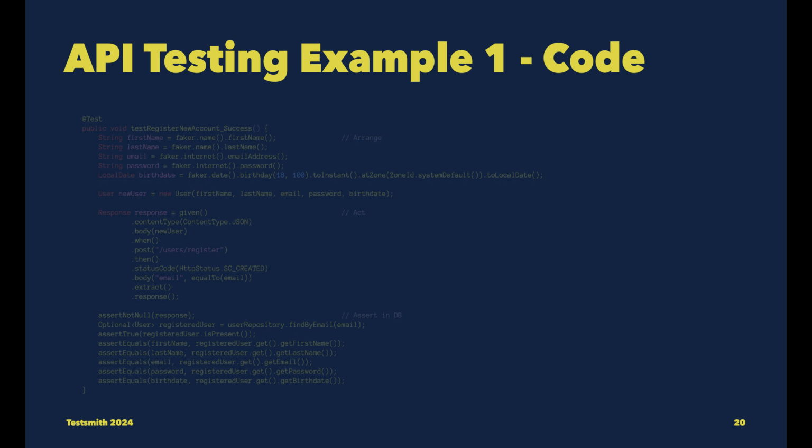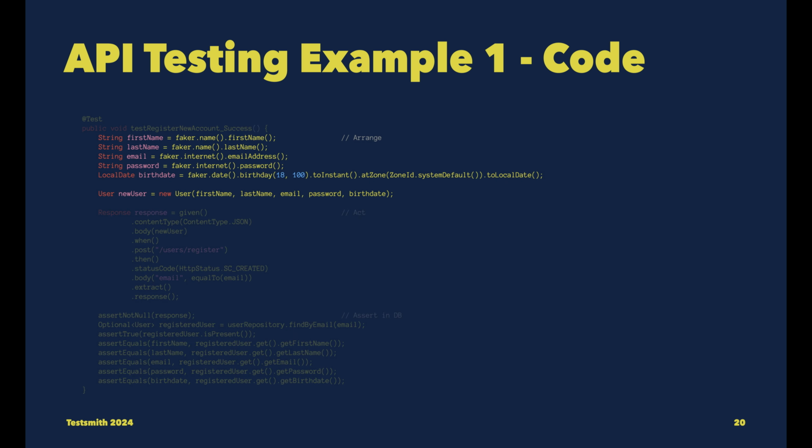In these lines, we are setting up the necessary data for the test. Using the Faker library, we generate random values for first name, last name, email, password, and birth date. This random data is used to create a new user object, newUser, which will be sent in a registration request.